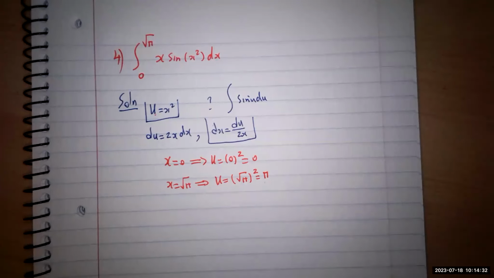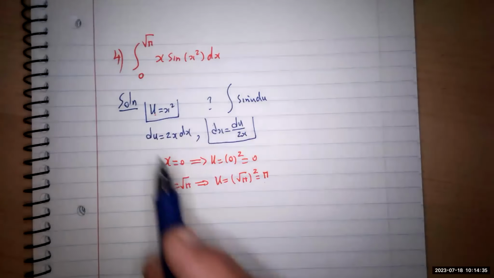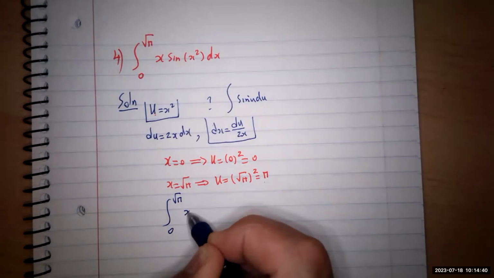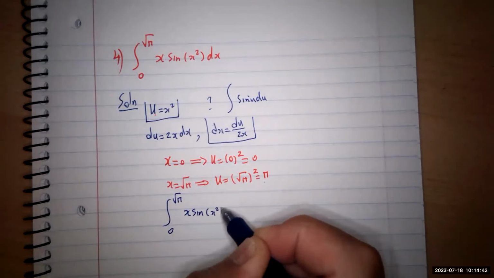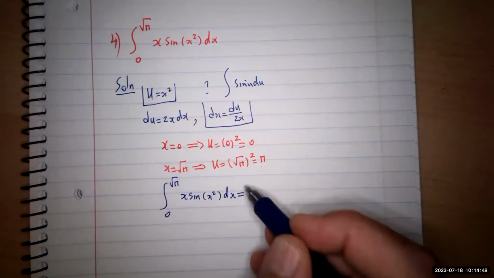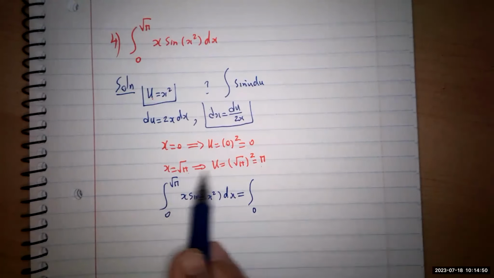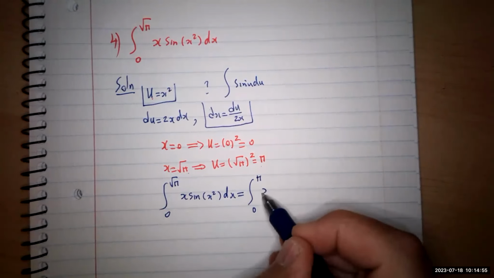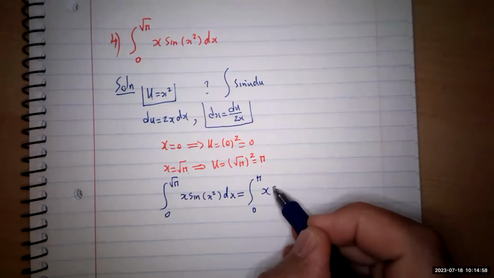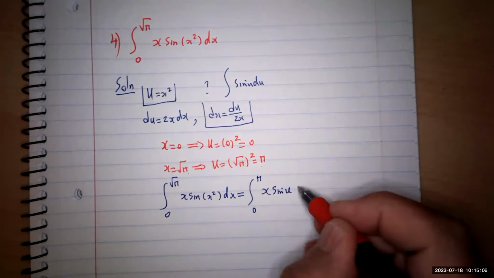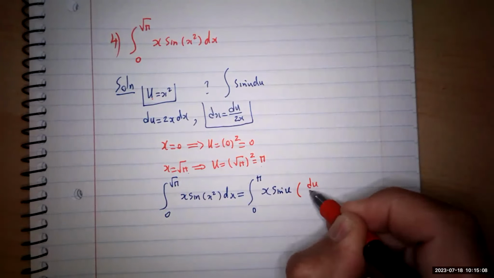Any question? Go back and substitute for everything. This is the original one, 0 to radical pi, x sine of x squared dx. 0 is 0. Radical pi changes to pi. We don't have anything left for the x, nothing to worry about. Sine of u, multiplied by dx. And what is dx? dx is du over 2x.